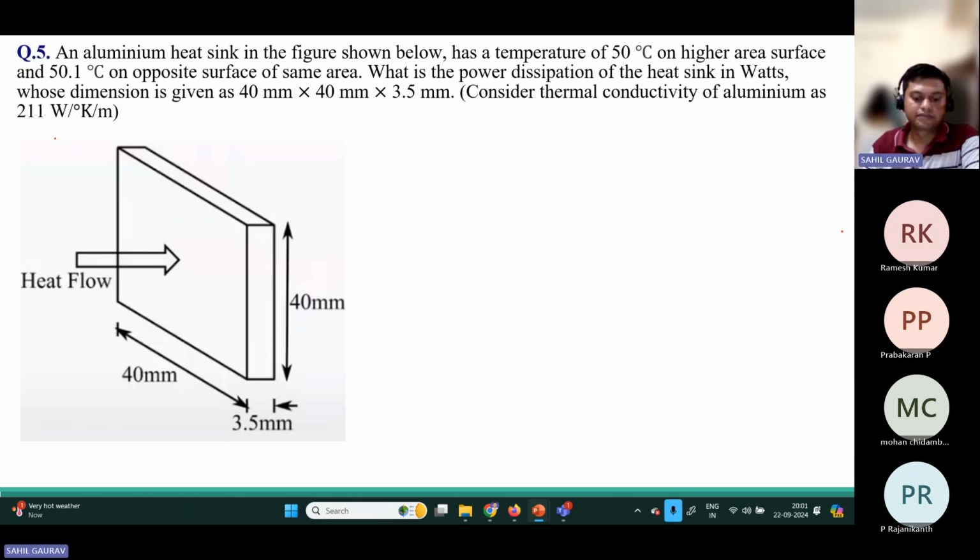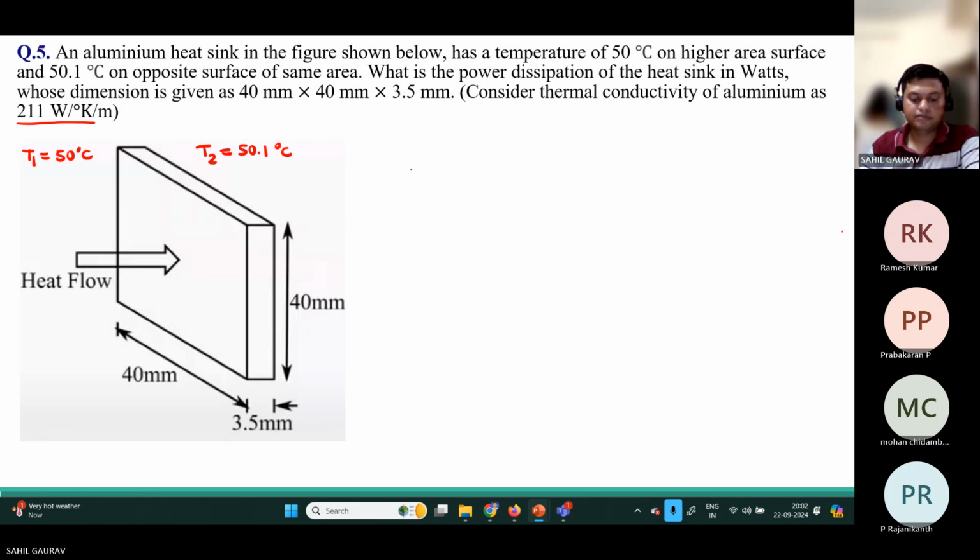So one side we have 50 degrees Celsius, and on the other, opposite side, we have 50.1 degrees Celsius. What is the power dissipation of the heat sink in watts, whose dimension is given as 40 mm cross 40 mm cross 3.5 mm? Consider thermal conductivity of aluminum as 211 watt per degree Kelvin per meter.